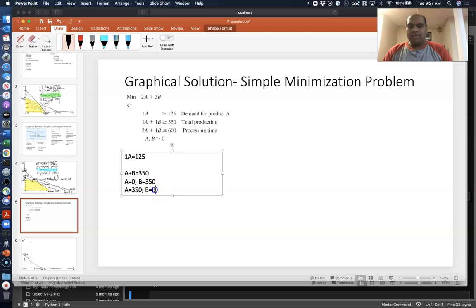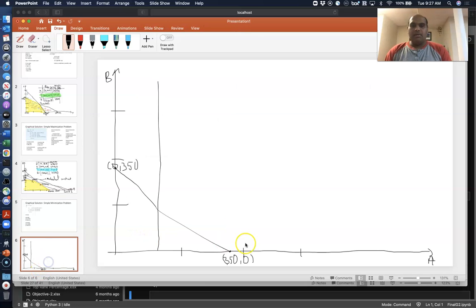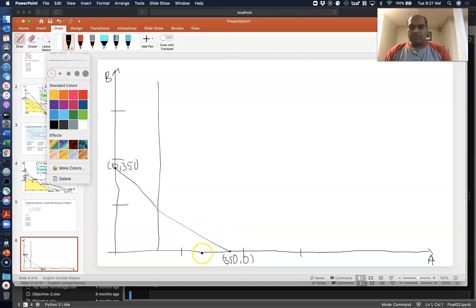So let's find the endpoints for that constraint. You get 2A plus B is equal to 600. That's the straight line. If I plug in A is equal to 0, I get B is equal to 600. And if I plug in B is equal to 0, 2A is 600, so A is 300. So 300 comma 0 and 0 comma 600. So 300 comma 0 will be somewhere here.